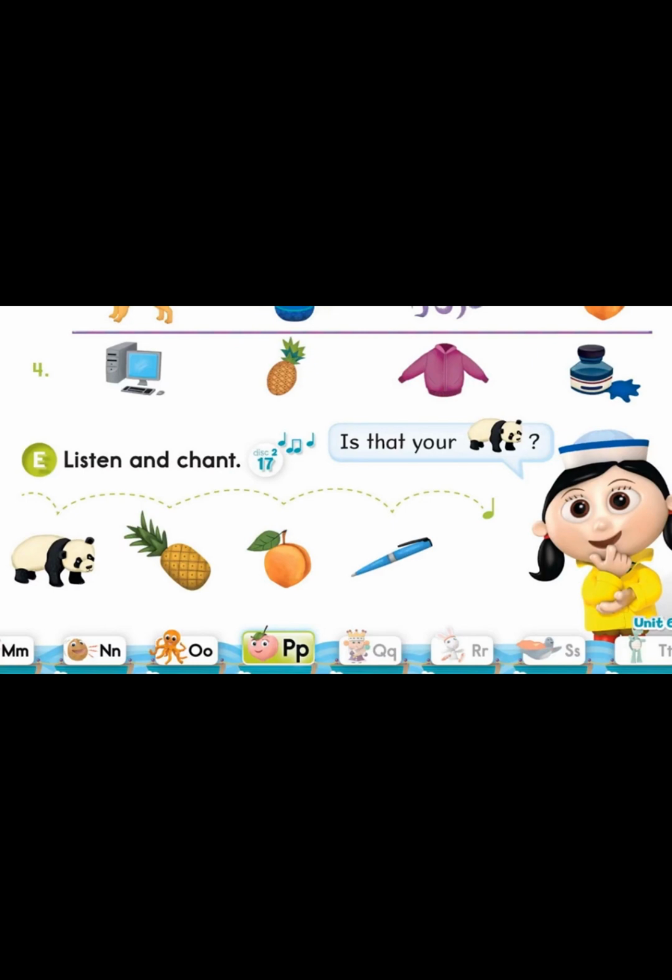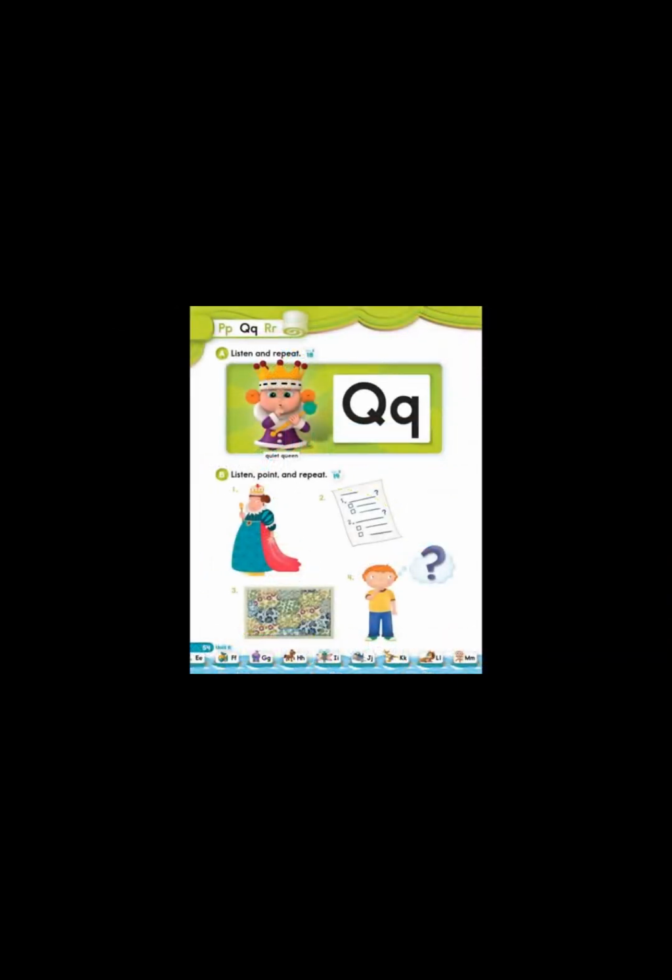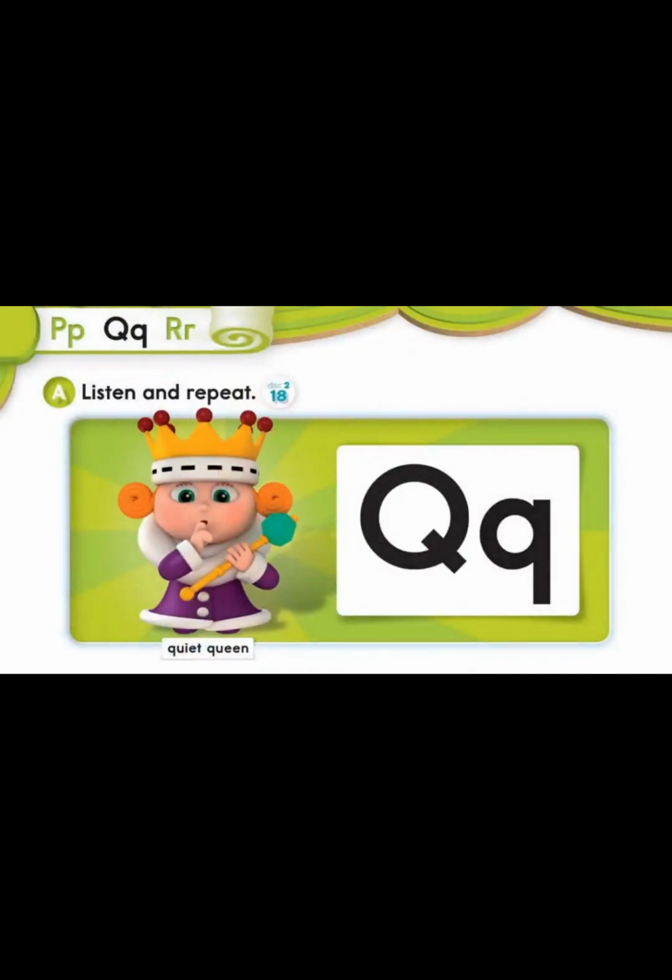Page 54. The letter Q. A. Listen and repeat. Hi. I'm a quiet queen. Qu, qu. This is the qu sound. This is the letter Q. Qu, qu. Quiet queen. Qu, qu. Quiet queen. What's the beginning sound? Qu. What letter is this? Q.